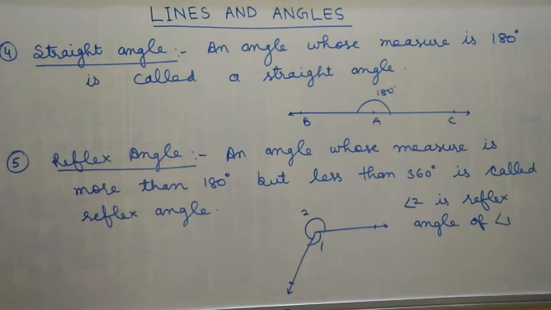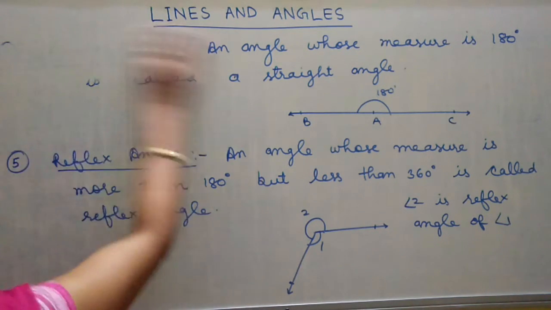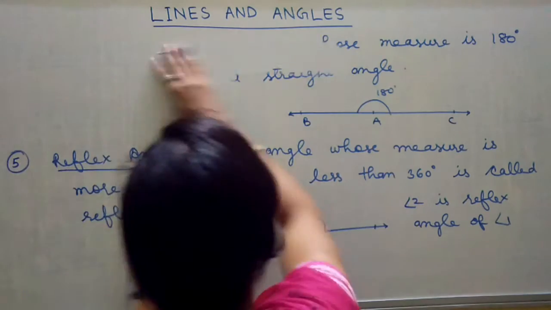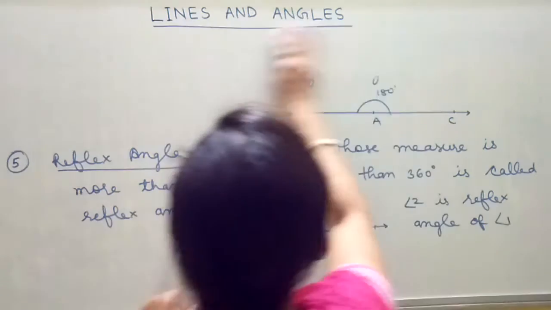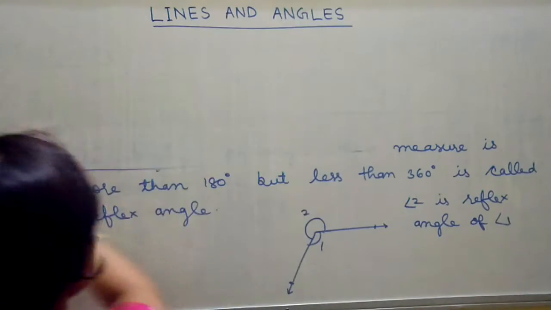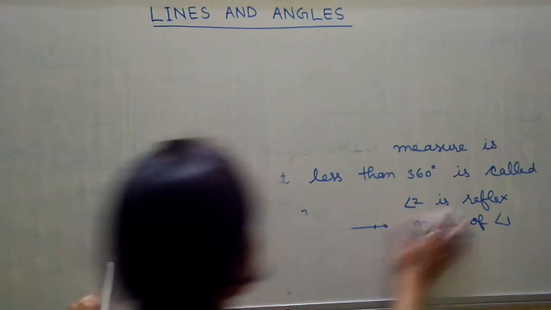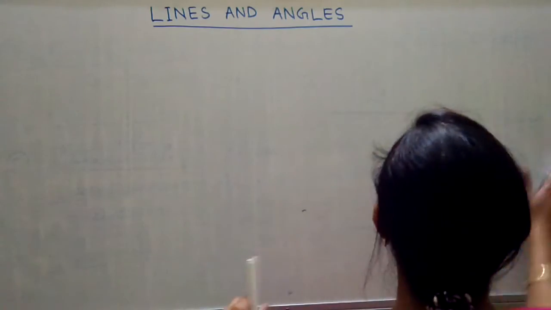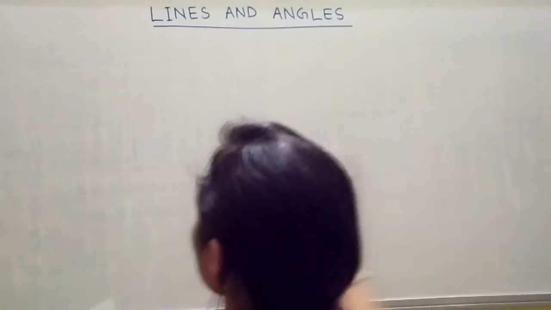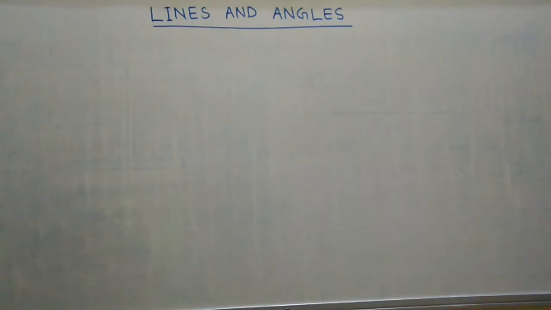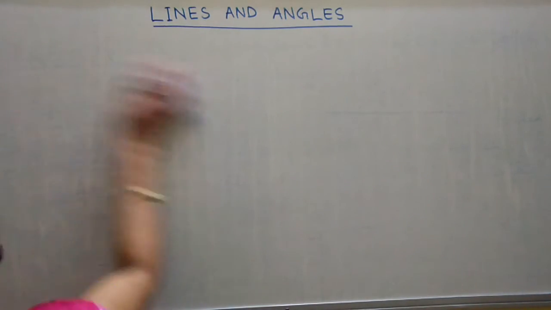Next, complementary angles and supplementary angles. Come to the complementary and supplementary angles. There are two types of angles. What are complementary and what are supplementary angles? Very easy.